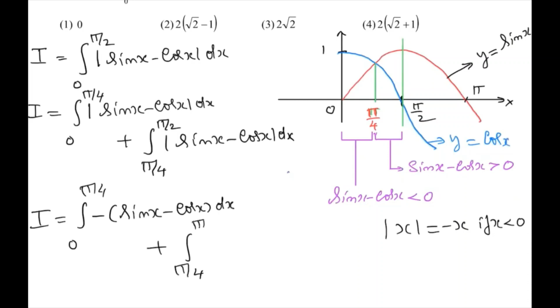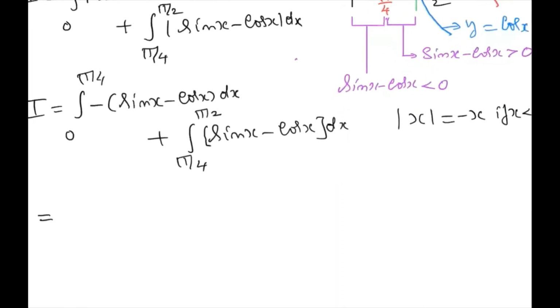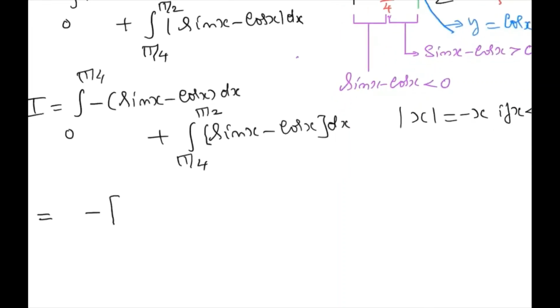In that interval, sin x is larger than cos x. So the difference remains positive. Write it as it is, sin x minus cos x dx. Now we shall integrate this. That is minus integral of sin x minus integral of cos x, that is minus cos x minus sin x.